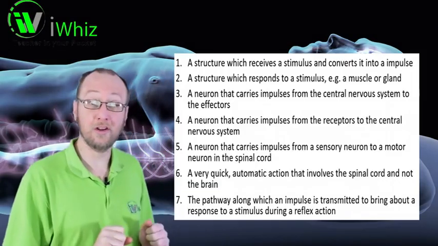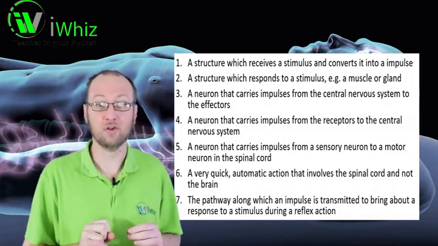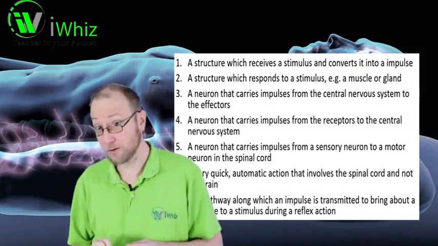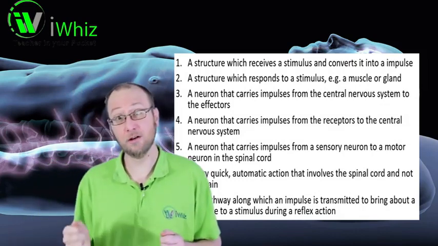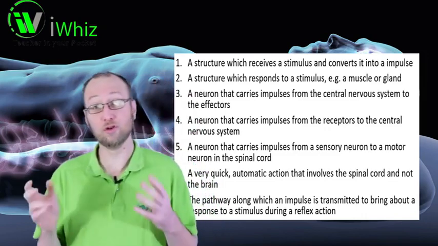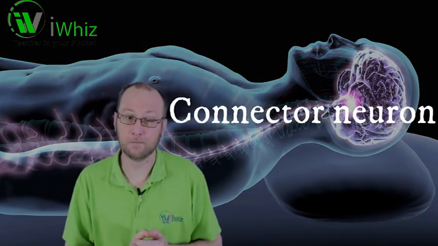Okay, then number 5. A neuron that carries impulses from a sensory neuron to a motor neuron in the spinal cord. Again, sensory neuron, connector neuron, or motor neuron. Which one of those? It'll be a connector neuron.